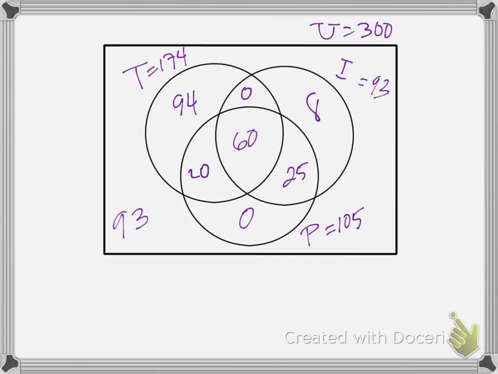So let's see the questions. Okay, I completed my Venn diagram, so let's go to the questions. How many travelers use another source of information?